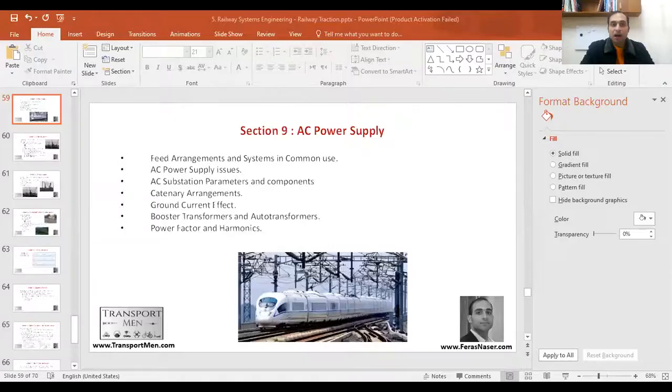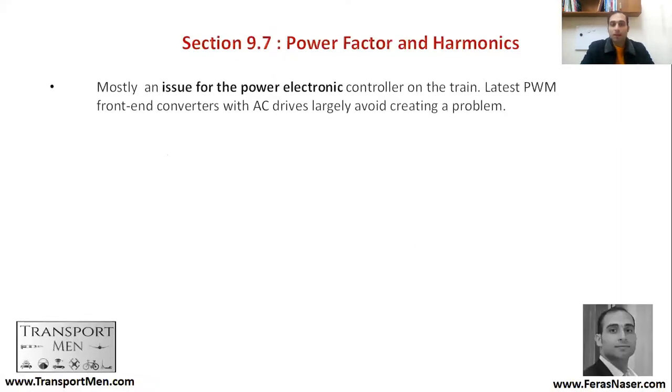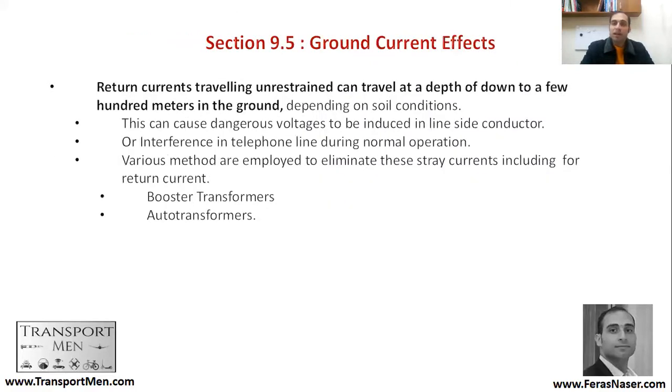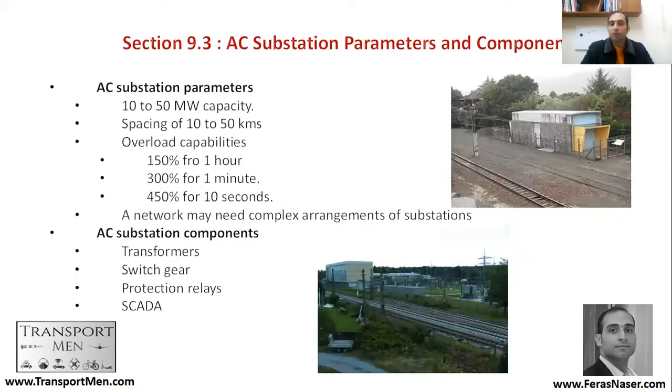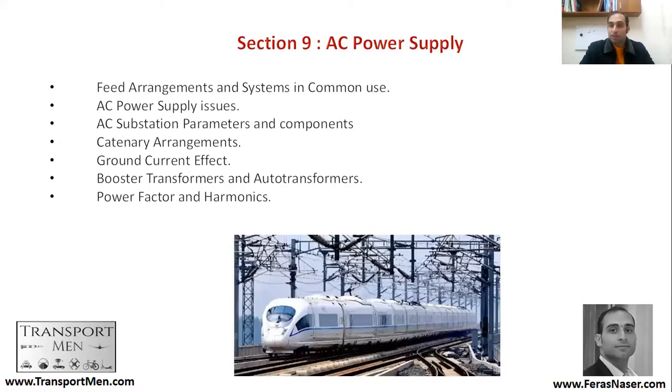The topics that we'll be discussing in this section are feed arrangements and systems in common use. We'll mention some of the systems in Germany, some of the systems in mainland Europe, and also we'll be talking about AC power supply arrangements, as well as AC substations parameters and components, catenary arrangements, ground current effect, booster transformers, and auto transformers, power factor, and harmonics.